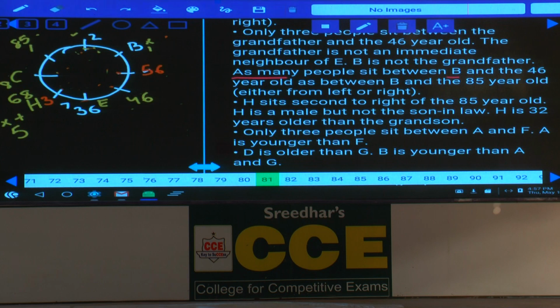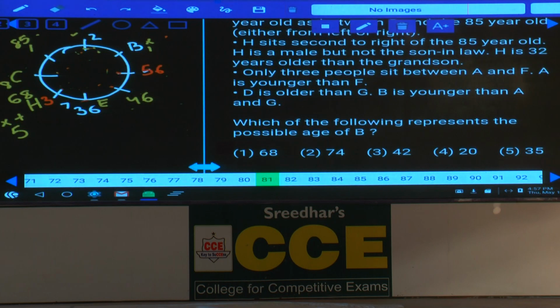And son is 68 years old, older than the grandson. Only 3 people between A and F. Between A and F we must have exactly 3 people. As A and F have 3 people between them, what is the only possibility we have? 85 and 46. That is the only opposite place. A is younger than F. A is younger than F, hence A is 46 and F is 85. A and F.